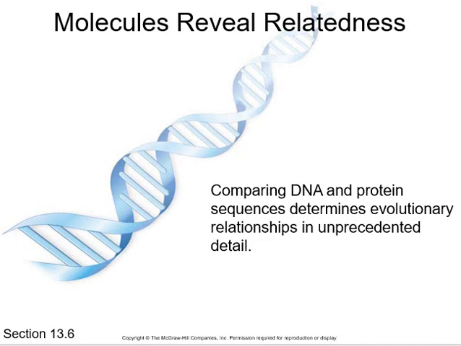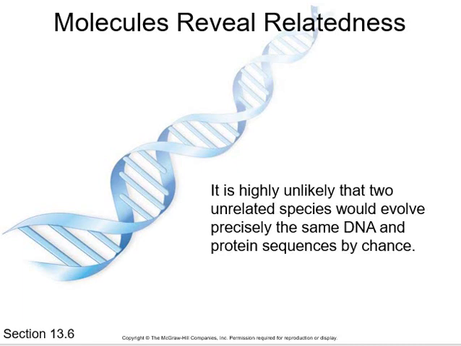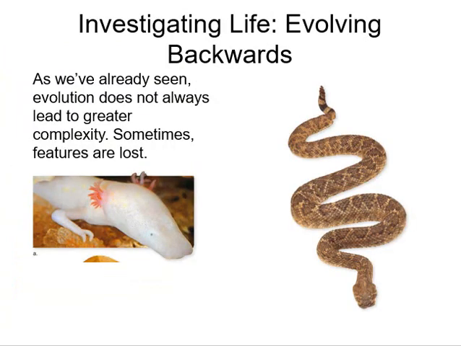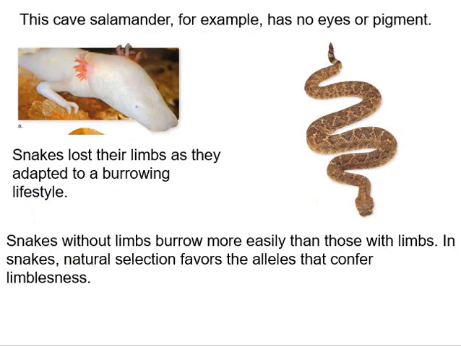Comparing the DNA and protein sequences determines evolutionary relationships in incredible detail. Okay, there it is, molecules, relatedness. Evolving backwards. I mean, sometimes we evolve structures and then we lose structures. Snakes evolved from lizards. Okay, snakes without limbs burrow more easily than those with limbs.